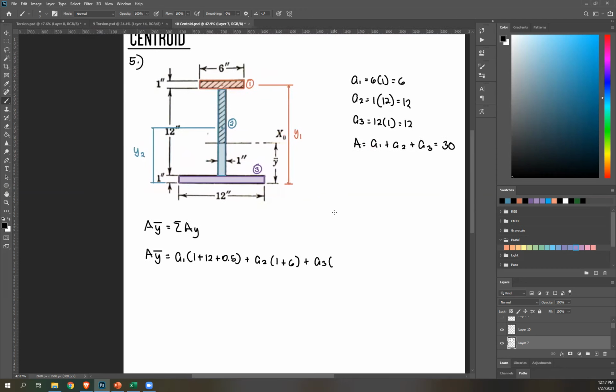Okay, and again, A3 is 0.5 because this is the centroid of your area 3. And then the distance to the base, that's your y sub 3. Total height is 1, and half of that is 0.5. So from this, please solve what's y bar.